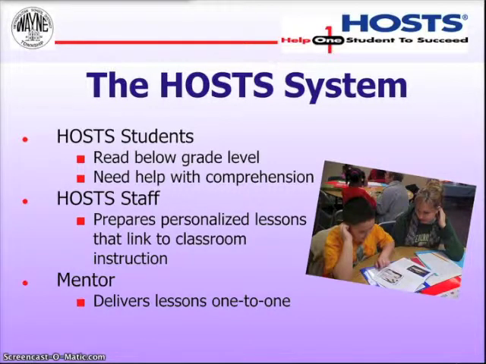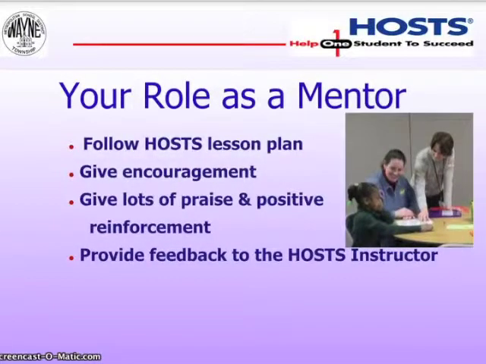The HOST instructor is always in the room with mentors and students to help as needed. The HOST instructor gets the students' folders ready so that they are waiting for you when you arrive. Mentors deliver the lessons, providing personalized one-to-one assistance to the students. Your role as a mentor is extremely important, and what you do is also very important.